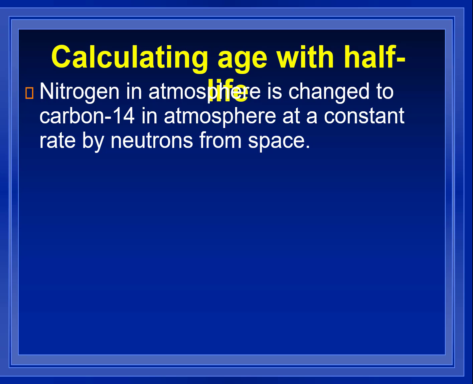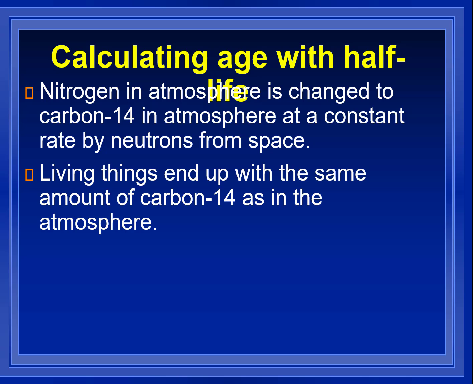So that means there's a constant amount of carbon-14 in the atmosphere. That's because the carbon-14 is decaying as soon as you make it, but you keep making more, so eventually you end up with a constant amount of carbon-14 because it's being made just as fast as it's falling apart. So living things end up with that amount of carbon-14 in their bodies.